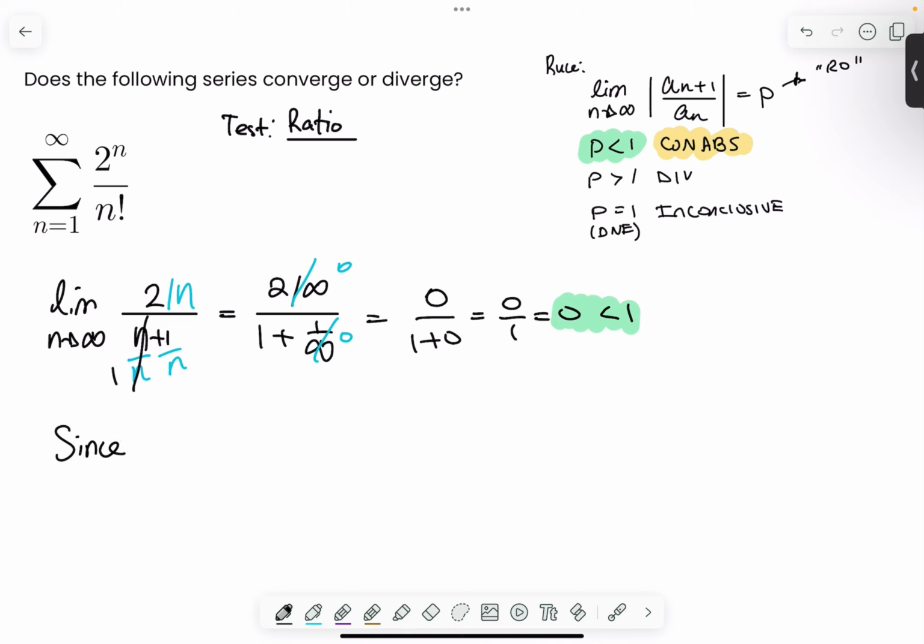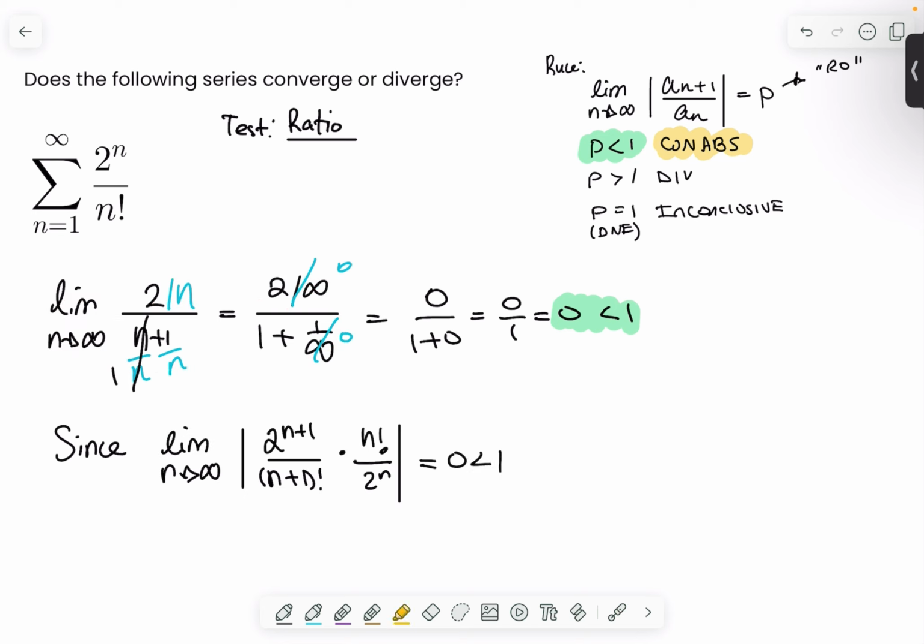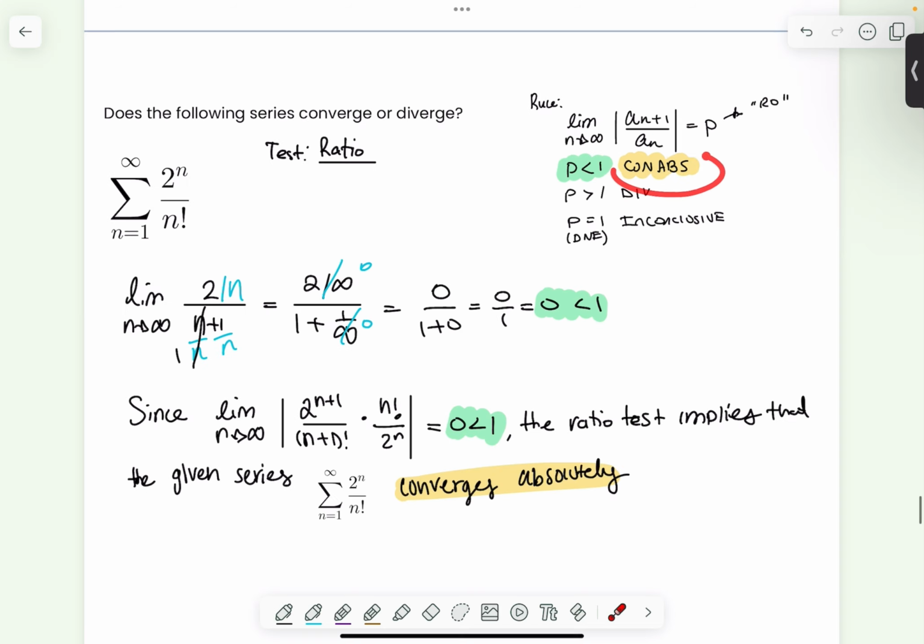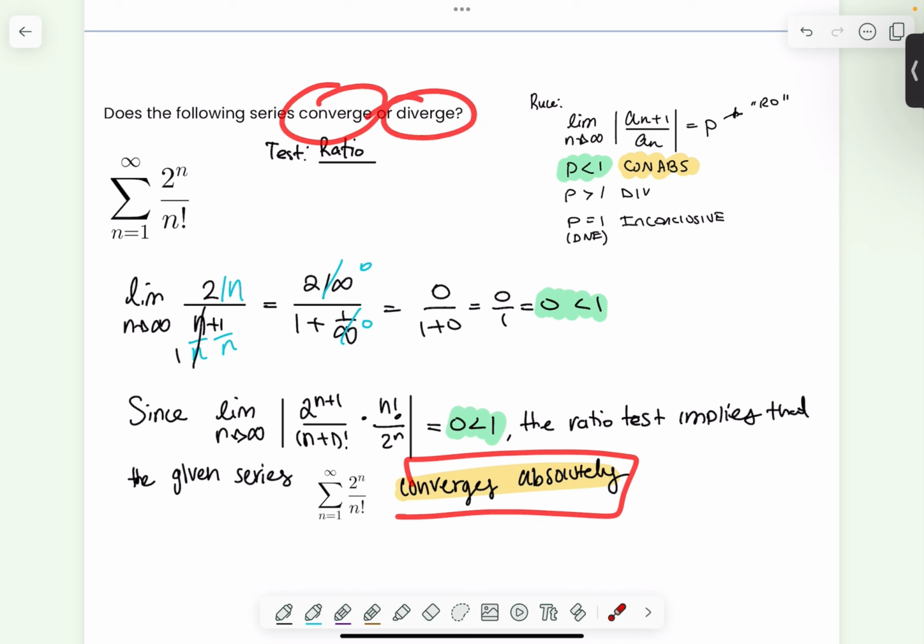So let's write our conclusion. Usually you would take the first thing that you wrote, but because this is already simplified, I'm just going to write it again: it is equal to 0, which is less than 1. The ratio test implies that the given series converges absolutely, but they didn't ask us if it converged absolutely. They asked us if it converged or diverged.